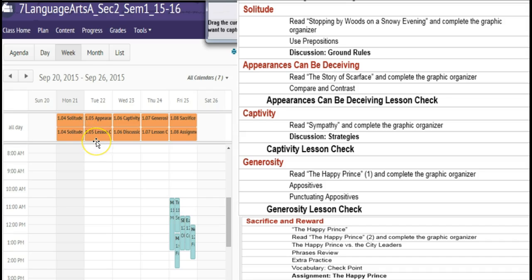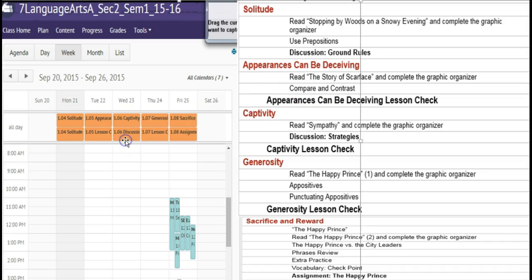On Tuesday, you're going to look at lesson 1.05, where you're going to read the story of Scarface, and you have a graphic organizer for that. You're also going to look at comparing and contrasting literary selections, and you have a lesson check. So the second part of 1.05 is a lesson check, which is a quiz. Alright, cool. And adjective phrases will be the gum lesson, and appearances can be deceiving on Tuesday.